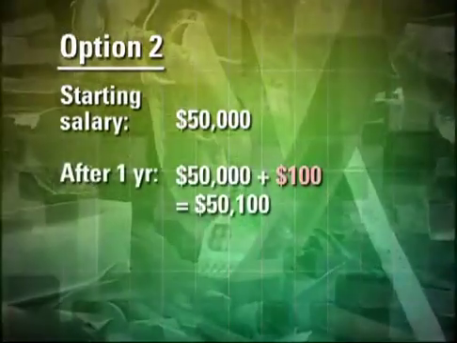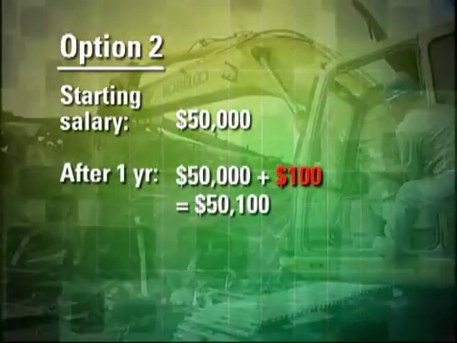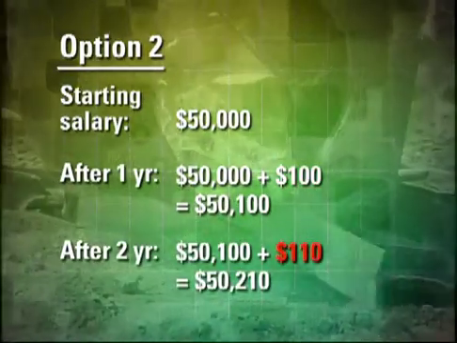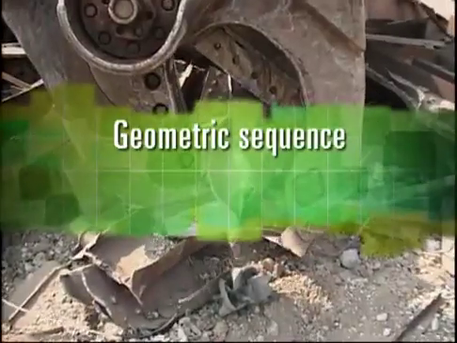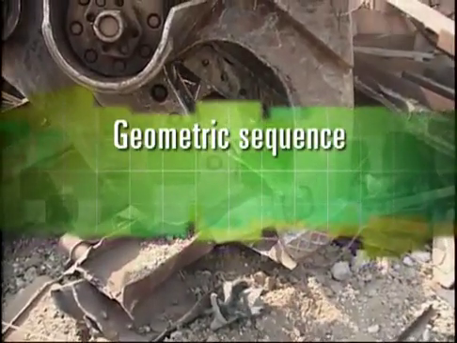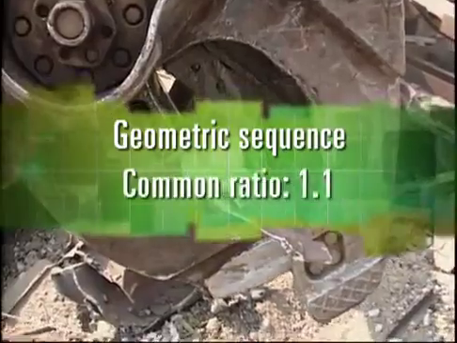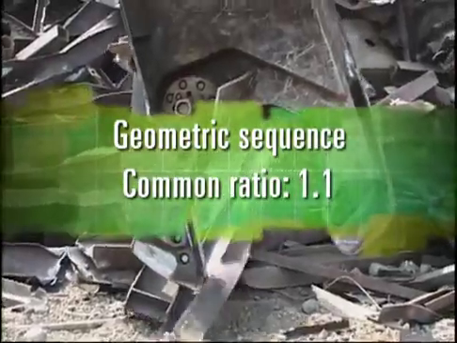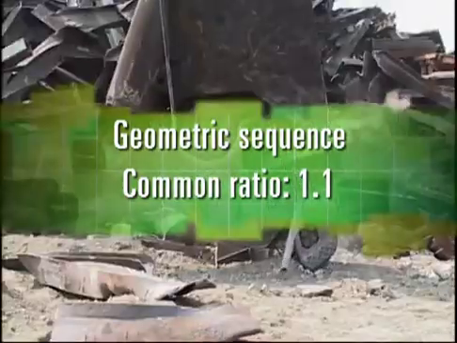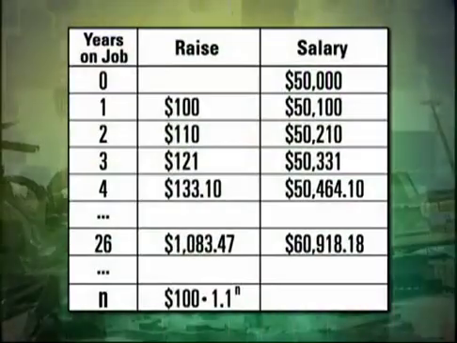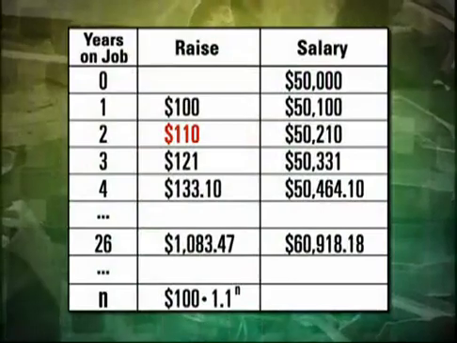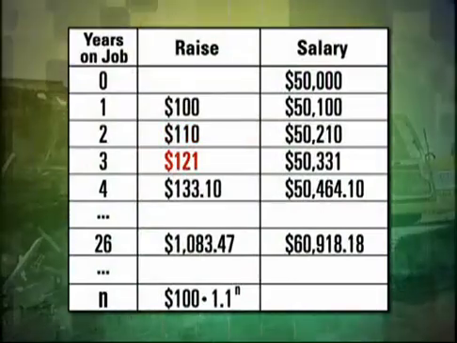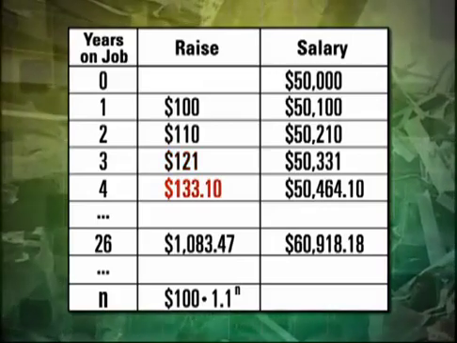Mr. Steele will get a raise of $100 after his first year on the job. Pretty meager, but every year the raise will increase by 10%. As in option number 1, this is a geometric sequence because each term is a multiple of the previous term. But this time the ratio is greater than 1, 1.1. So the Steele family's raises will increase faster and faster. After year 2, Mr. Steele will earn $110 more than the year before. The next year, it'll be $121 more. And the year after that, $133.